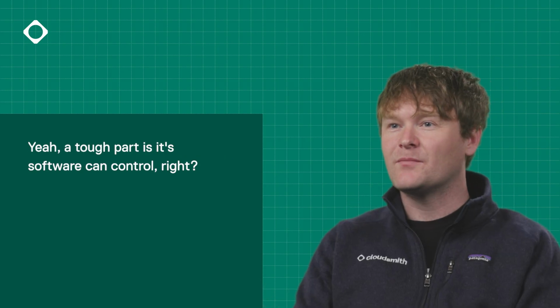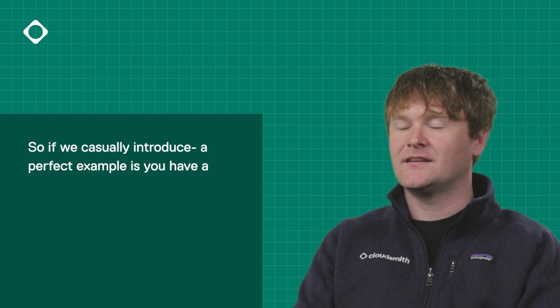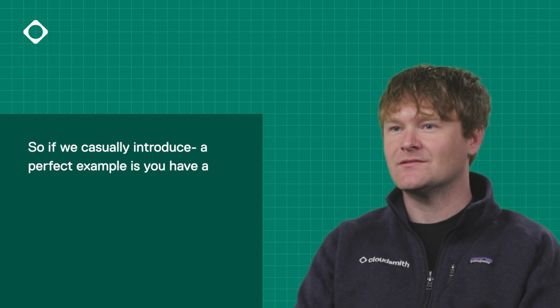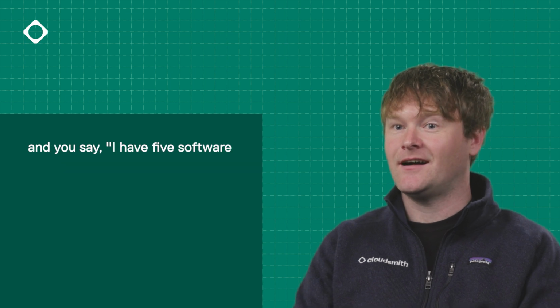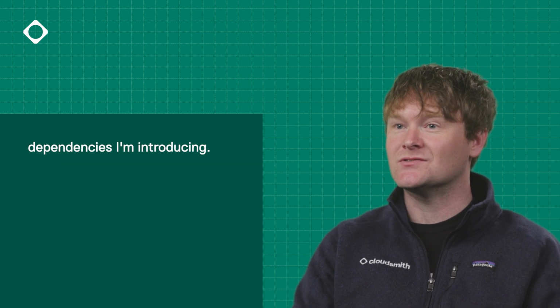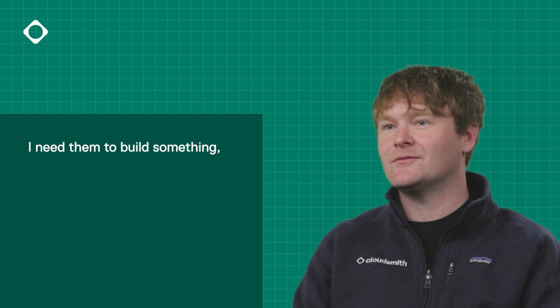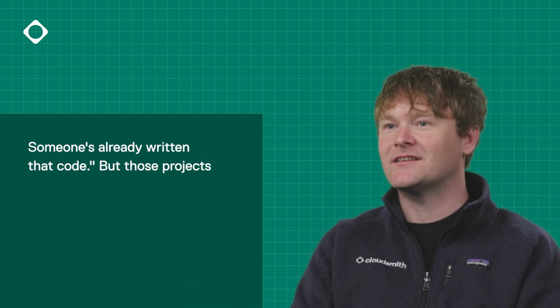Yeah, a tough part is it's stuff we can't control, right? A perfect example is a requirements.txt file for a Python application, where you say, I have 5 software dependencies I'm introducing. I need them to build something, but I'm not going to write that code myself. Someone's already written that code.